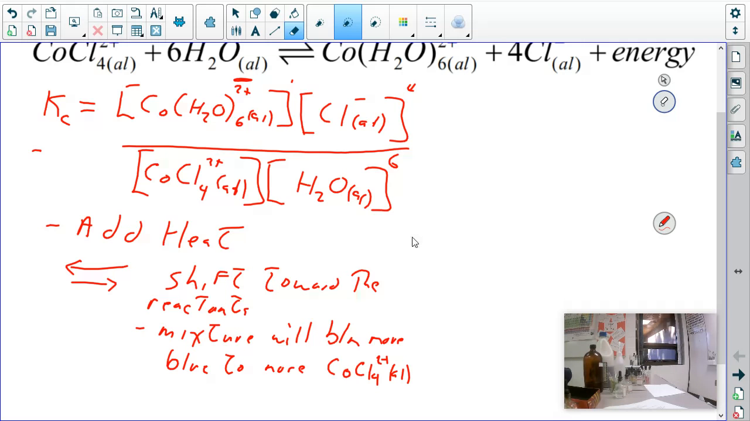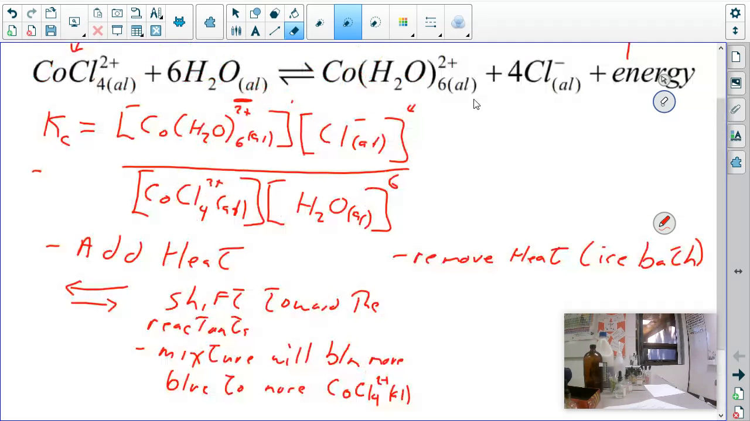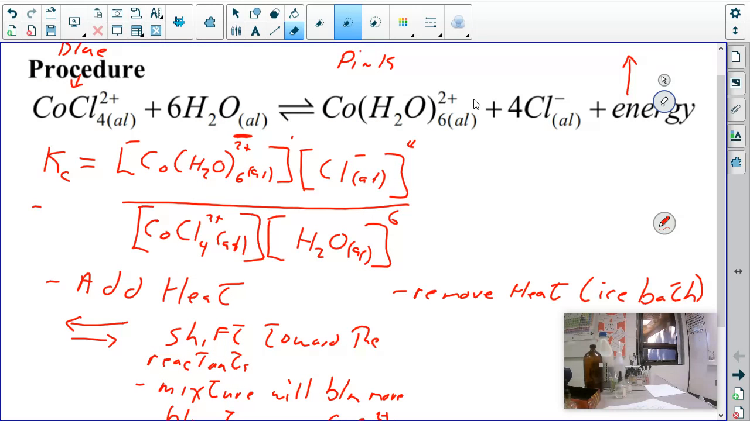Okay, so the next thing that I'm going to do is remove heat, i.e. place it in an ice bath. And we're going to go through the process the same way. Back up to my equation. I'm removing the energy as a product. We're cooling this down, removing energy.